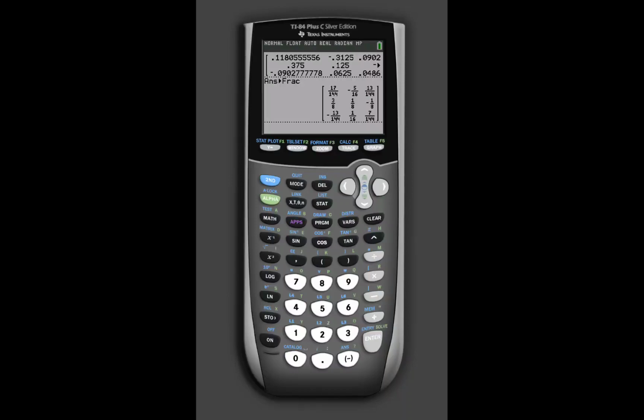Now, if it's one of the questions that says show that it's the inverse, then you do need to show the multiplication. And if it doesn't say GC by it, it wants you to do it by hand, because we're having you practice by hand and with the graphing calculator.